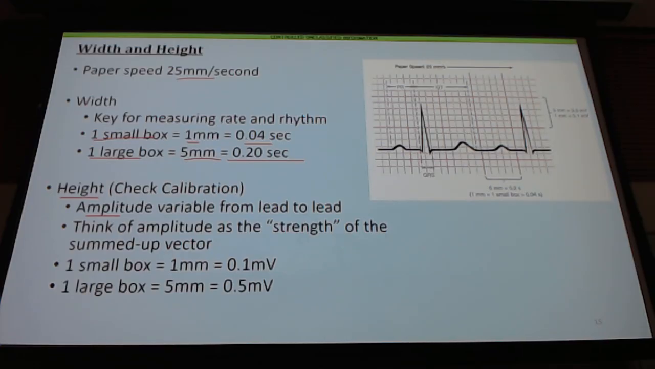So typically, in a normal EKG, one small box is going to be 1 millimeter or 0.1 millivolts. One large box is 5 millimeters or 0.5 millivolts. Okay, that's a standard and a normal EKG calibration.